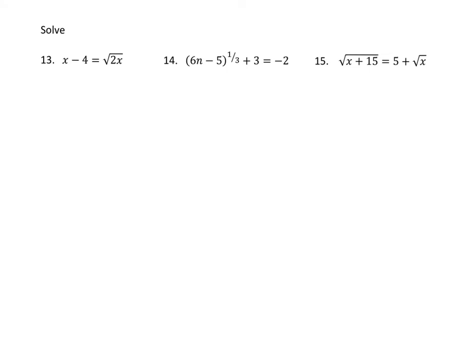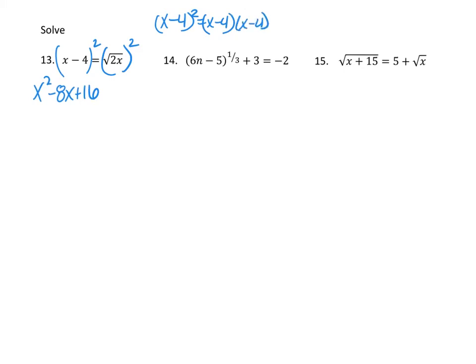Okay, number 13, we're solving square root functions. So I need to square both sides to get rid of the square root first. And that's x squared minus 8x plus 16, because don't forget when we do x minus 4 squared, that means x minus 4 times x minus 4. And that has to be multiplied out, and that equals 2x. And subtract my 2x. X squared minus 10x plus 16 equals 0.